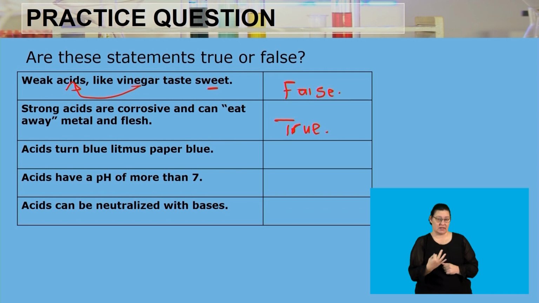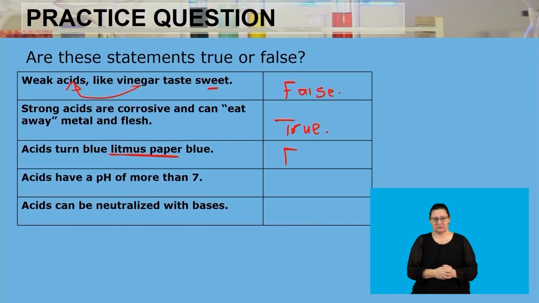Now question 3. Acids turn blue litmus paper blue. So remember that a litmus paper is an example of an indicator that determines whether a substance is basic or acidic. So acids are going to turn a blue litmus paper red according to the properties of the acid. If we're dipping a blue litmus paper into an acid, that litmus paper will turn from blue to red. So therefore, this statement is false, because it doesn't turn a blue litmus paper blue, it turns it red.